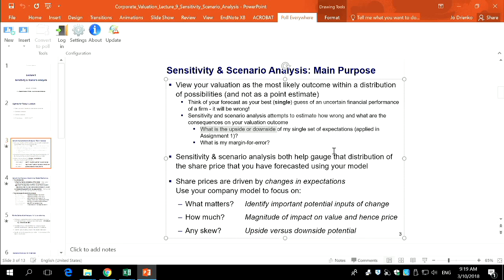Yeah? So all these questions come down to, what is my margin for error, right? There's going to be an error in my predictions. I'm predicting the future. I'm going to be wrong. What is the margin for error, right? Sensitivity and scenario both help gauge this distribution of share prices, right?